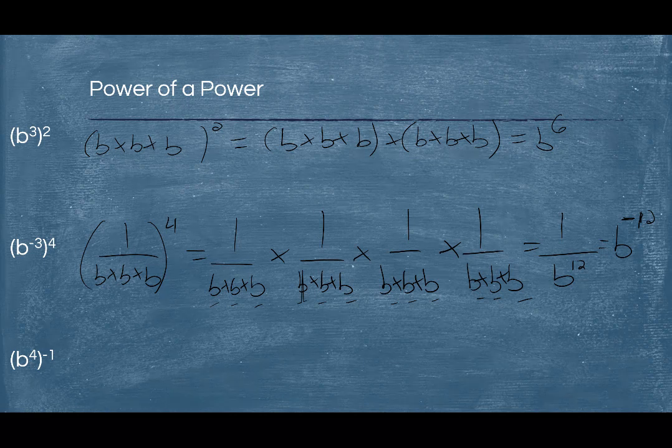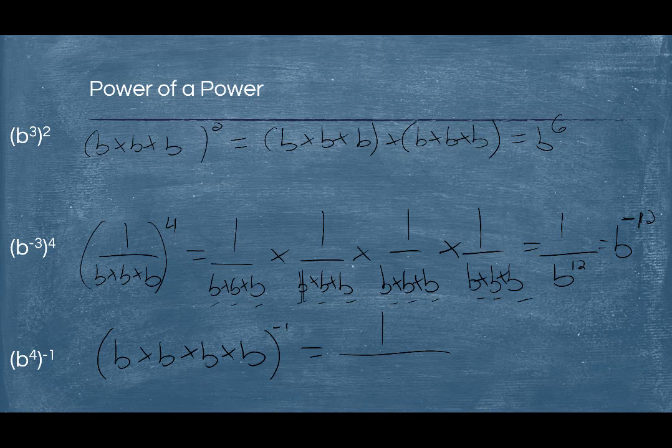Last one I'm going to show you here is b to the power of 4 to the power of -1. So let's try that out. So I got b times b times b times b. There's my b to the power of 4, and it's to the power of negative 1, which just puts it all under 1 rather. B times b times b times b.